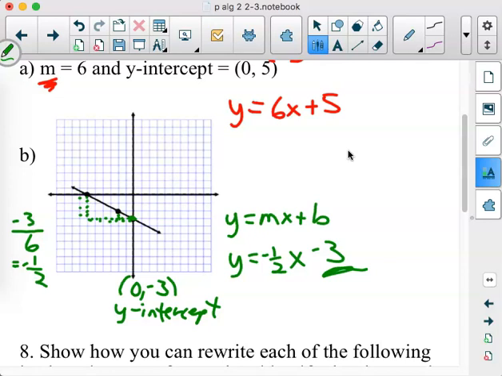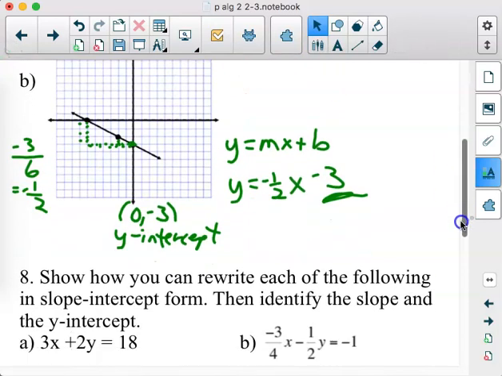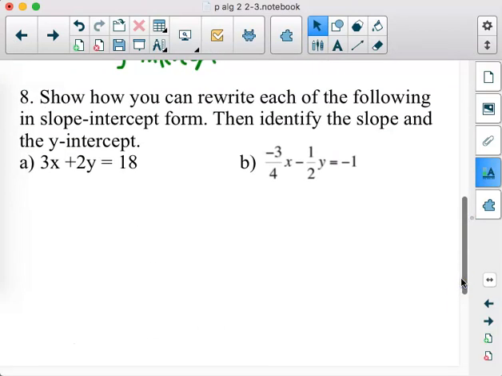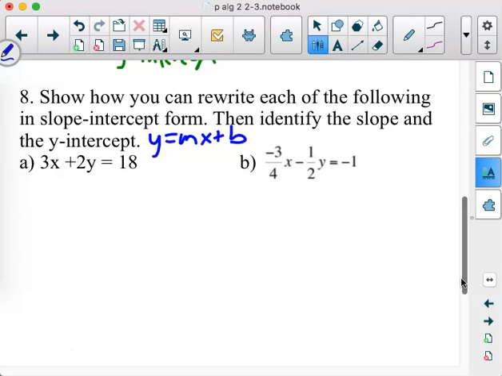Again, the only time we should be writing equations with slope-intercept form is when they hand us, hey, here's the slope, here's the y-intercept. Then we can do those. Now, 8 says, show how you can rewrite each of the following in slope-intercept form, then identify the slope and the y-intercept. Oh, well, how on earth are we going to make that look like that? Algebra! That's how we're going to do that.